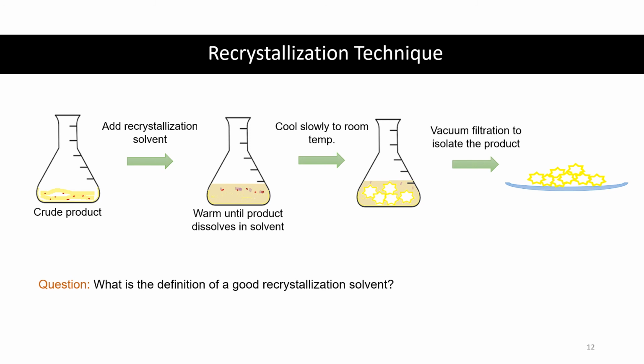And once we let it slowly cool down back to room temperature, it will form selective crystallizations to obtain the pure crystals, and the impurities are still soluble in the recrystallization solvent. Then by filtration, we can get the pure crystals isolated. So if you're asked what is the definition of a good recrystallization solvent, that would be it has a low solubility of a compound of interest at room temperature, but a higher solubility when the temperature is increased.